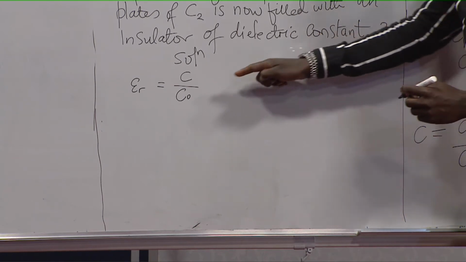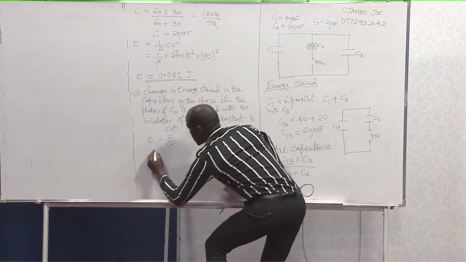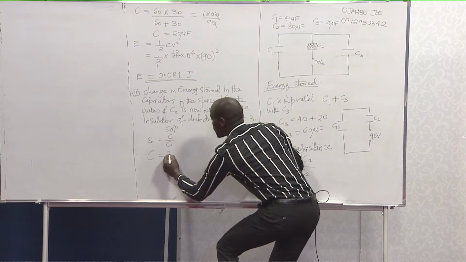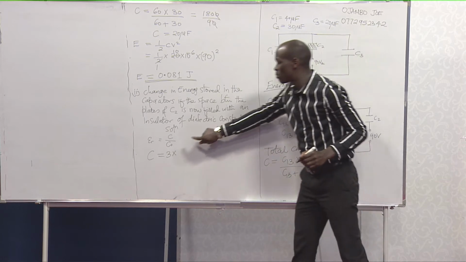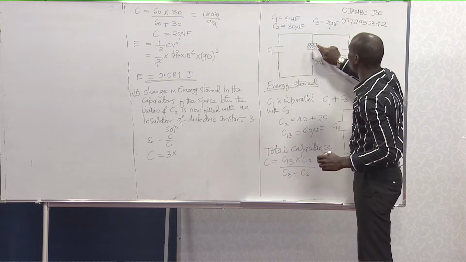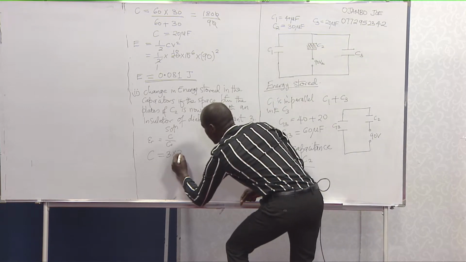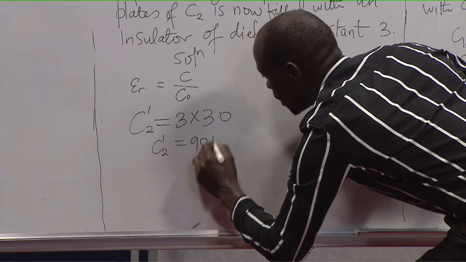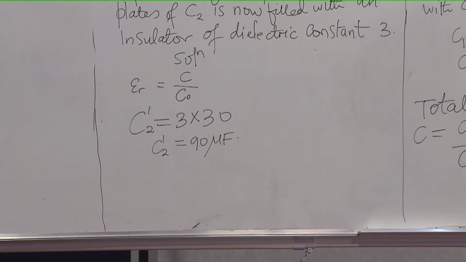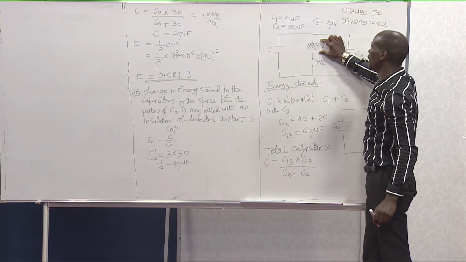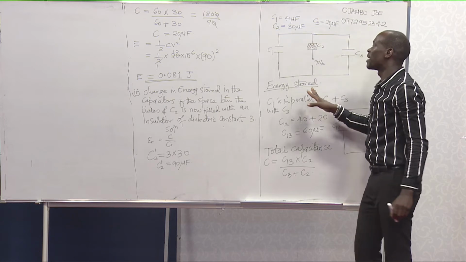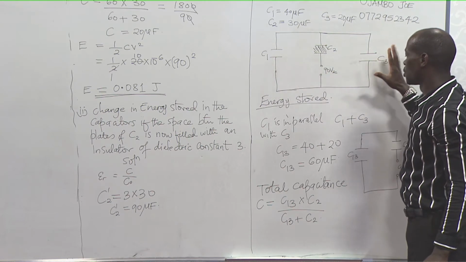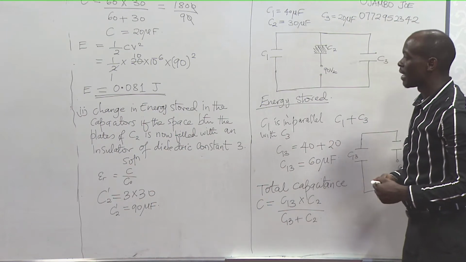So that means, having filled the space with the dielectric, we are looking for C, which is going to be our dielectric constant times the capacitance when the space between the plates is a vacuum, which was given as 30, so here I'll have 3 times 30. C2 prime therefore becomes 90 microfarads. That is the new thing we are discovering. However, you realize that everything else remains the same. And we had already discovered that the capacitors C1 and C3 are in parallel, so the other one doesn't change. So we can right away go ahead and find the total capacitance.